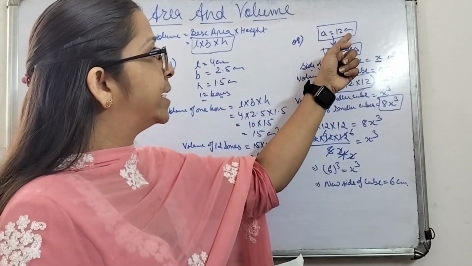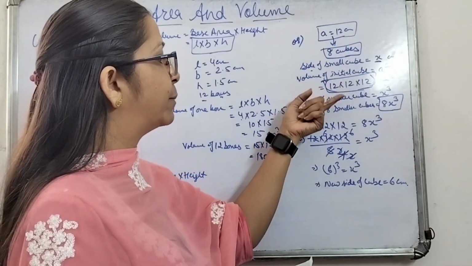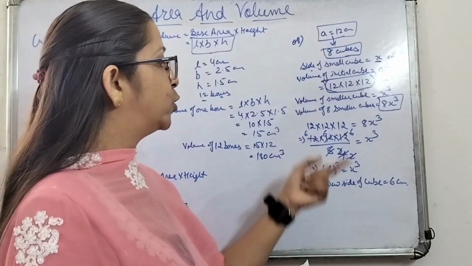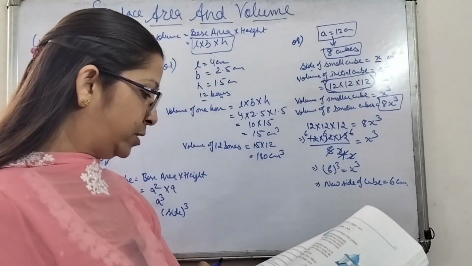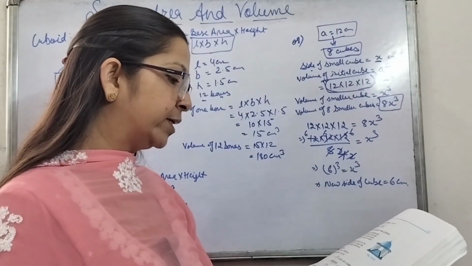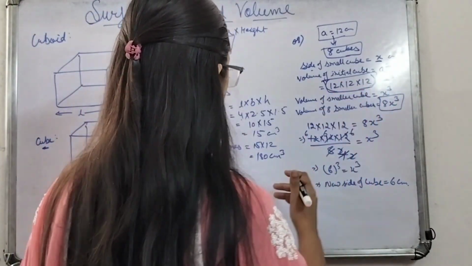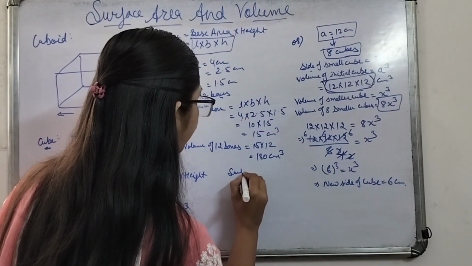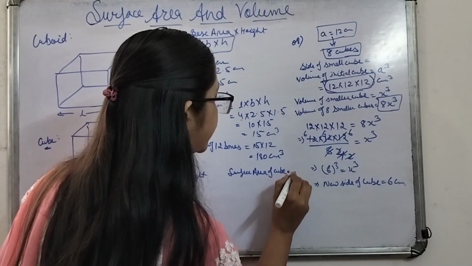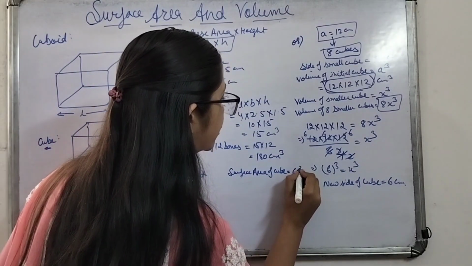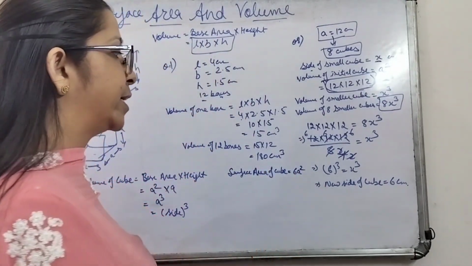Initially it was 12 centimeter. Now it is melted into 8 cubes of smaller dimension. So for the 8 cubes, the side will be 6 centimeter. Now what is asked? Also find the ratio between their surface areas. So we know the surface area of a cube is given by 6a square. 6 multiplied by side square is the total surface area of a cube.